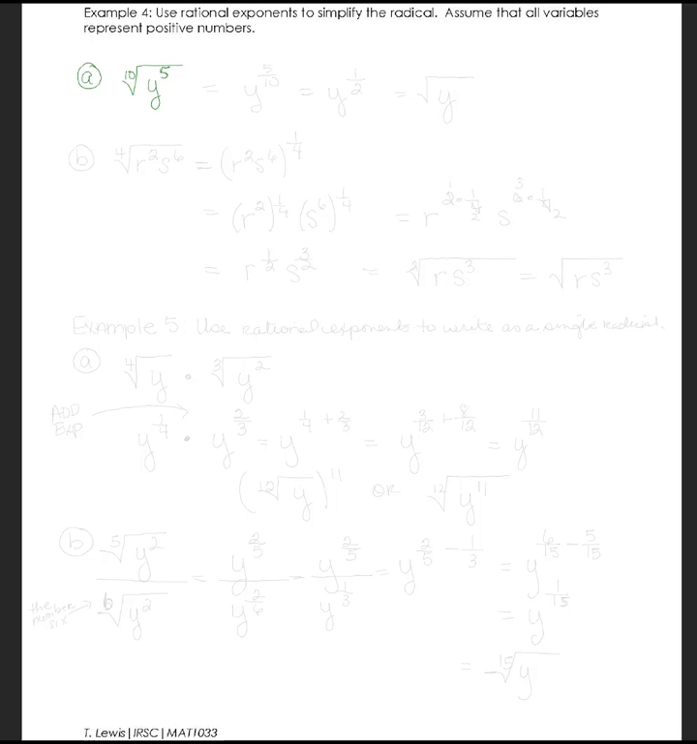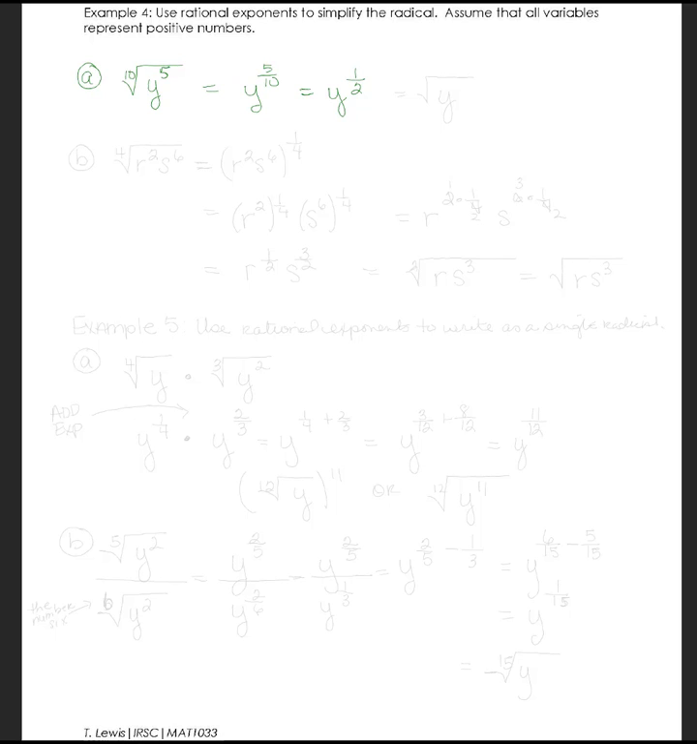Let's go back to that. Y 5 on 10. Our base happens to be a y. Our index is a 10. Our exponent is a 5. So that would be 5 over 10. And remember to reduce.